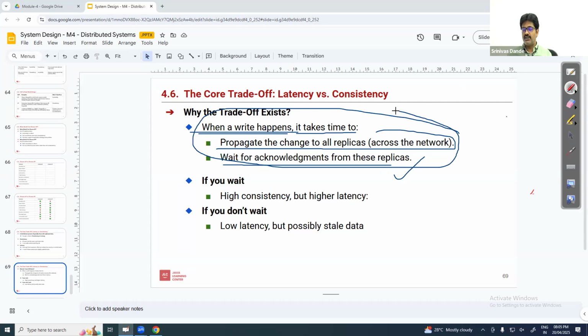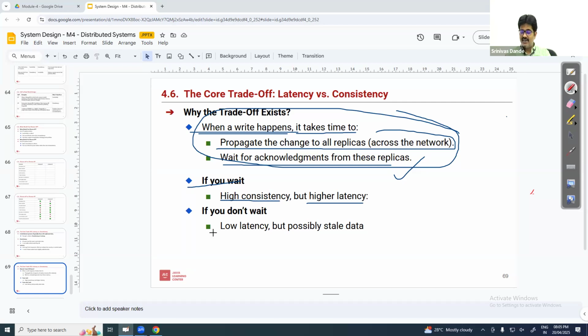Whenever you do a write operation, it takes time to propagate changes to all the replicas, and it has to wait for acknowledgement from all the replicas. It's a time-taking process. You have two options. Do you want to wait or you don't want to wait? Yes, I want to wait. If you wait, you will get consistency, boss, but higher latency.